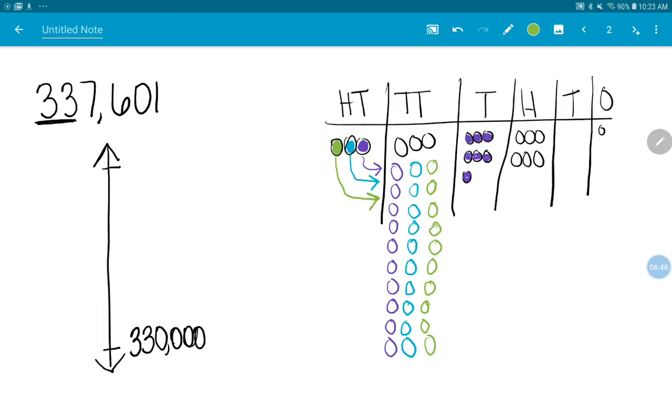So now how many 10,000s do I have? How many 10,000s are there? 30. We just moved 30 and I already had 3. So how many are there? 33. So I have 33 10,000s in that number.